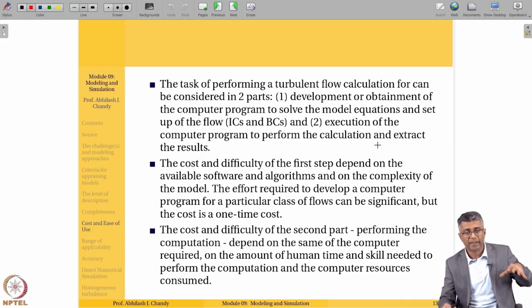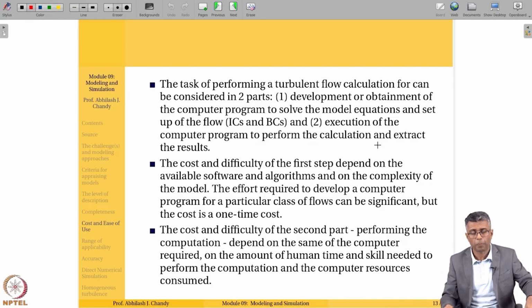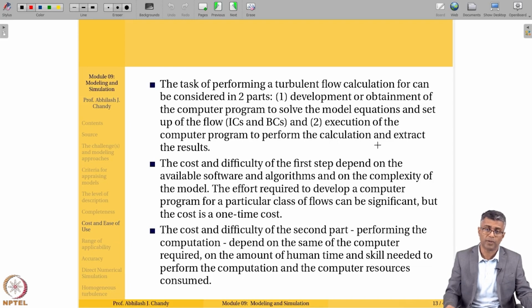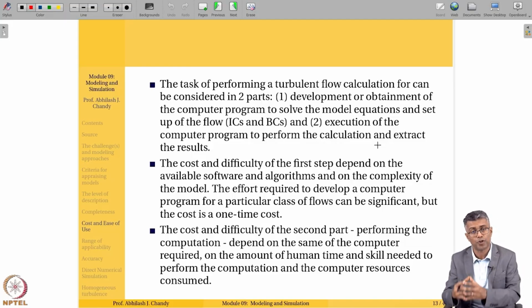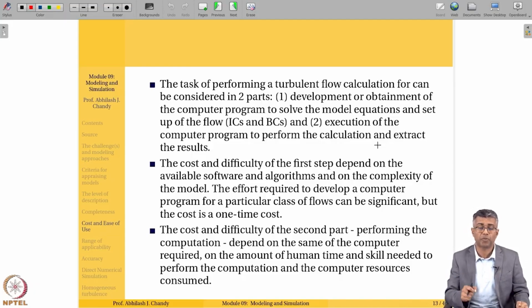One is the development or obtainment of a computer program to solve the model equations and set up the flow initial conditions and boundary conditions. Sometimes you will have to develop your code on your own. Sometimes there are open source codes available. OpenFOAM is an example of an open source code. There are a lot of academic codes out there available for academic purposes. You can use some of those. Trying to find the right code to use for your particular problem is another challenge.